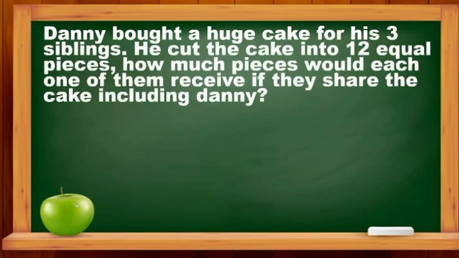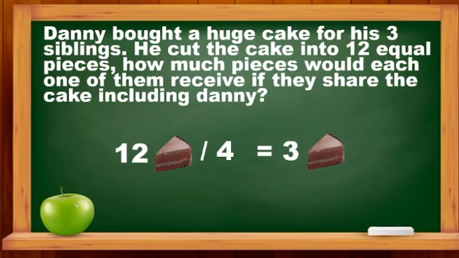So let us do the first one. Danny bought a huge cake for him and his other 3 siblings. He cut it into 12 equal pieces. So how many pieces would each one of them receive if they share the cake, including Danny? So it is equal to 3 pieces or slices of cake for every member of the family. Okay, so I think you can understand it because I have shown it on the screen.